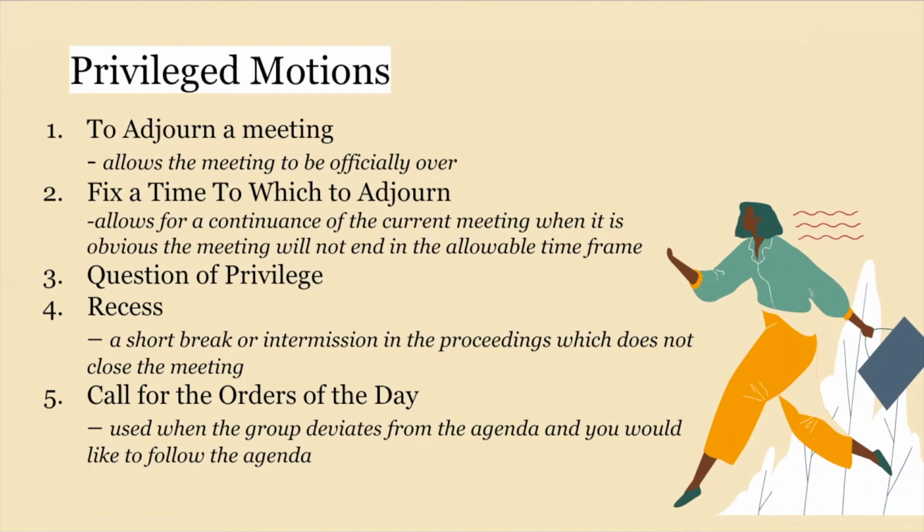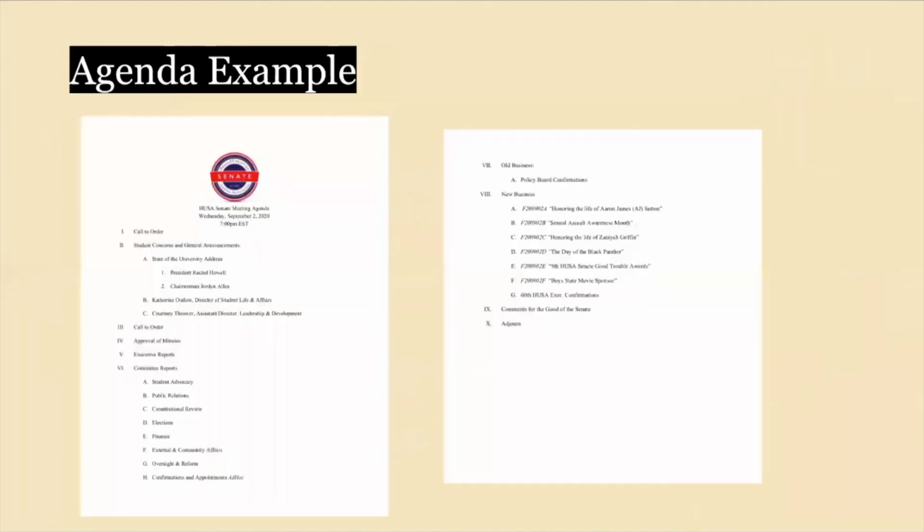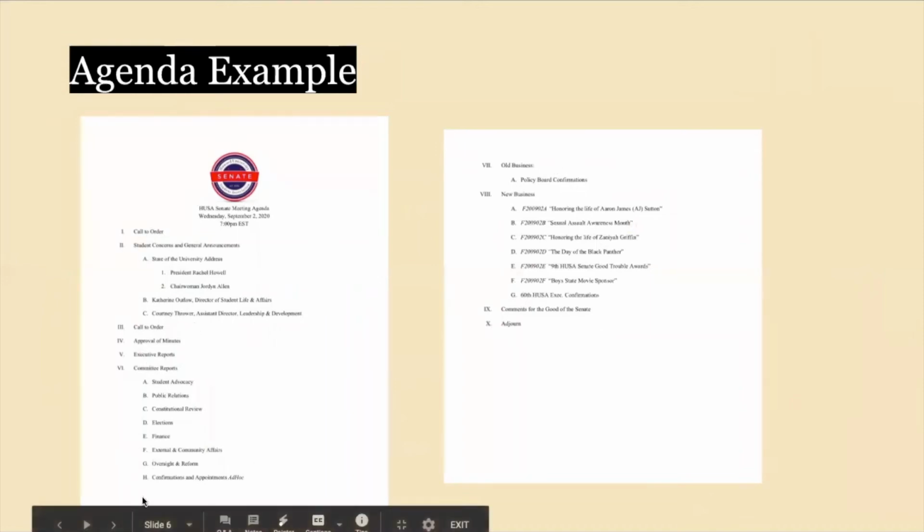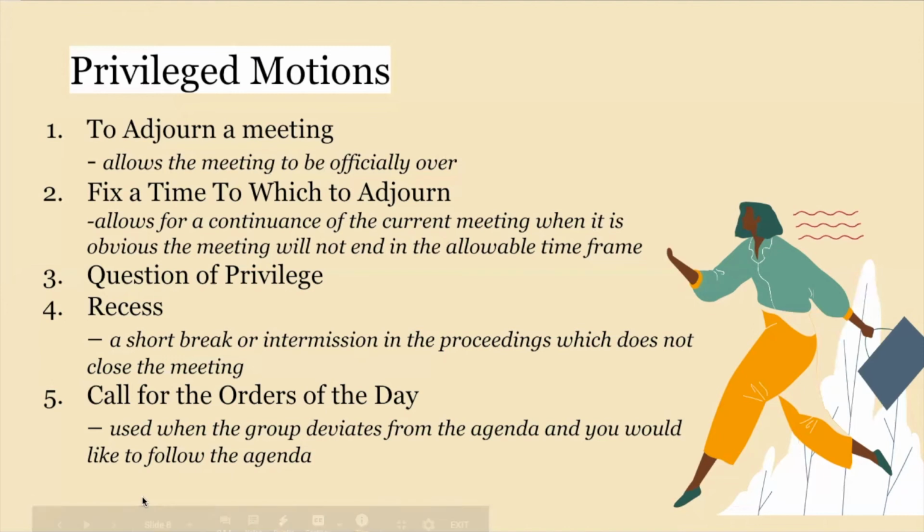And then call for orders of the day. You saw, let's go back. On the example, it says call to order. Each thing on the agenda is the orders of the day. So the orders of the day are the things that are going to be done at the meeting. So if a group deviates from the agenda and you want to go back to following the agenda because people are wasting time, you're able to say, Chairwoman Allen, I would like to call for the orders of the day so that we're able to focus on the items on the agenda.